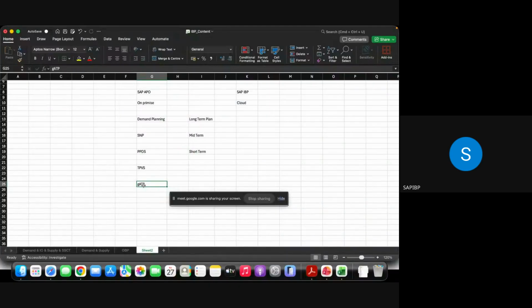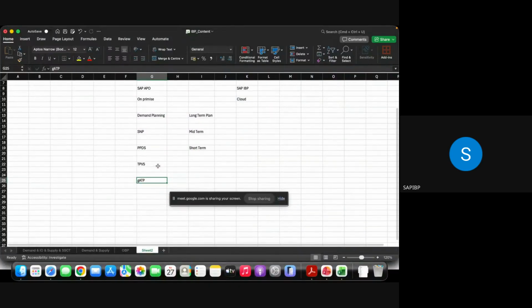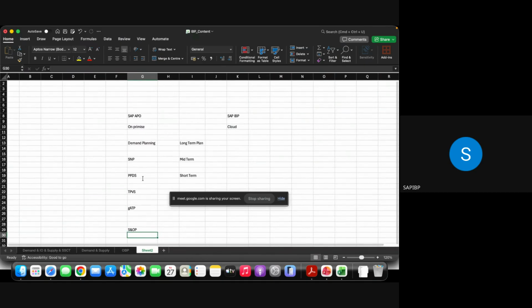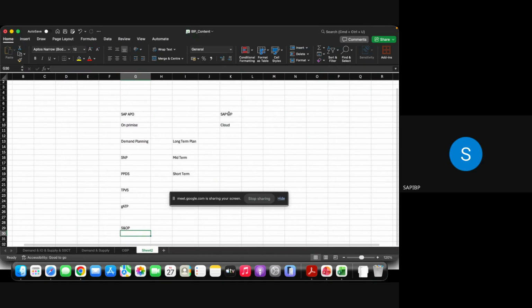Now, what SAP did is, on top of that, they started to develop a tool called S&OP. This is for the offline meetings we used to have for the demand review or the supply review processes. They wanted to bring that process in a systematic manner, so they started working on that tool. Later, they renamed that tool to SAP IBP.